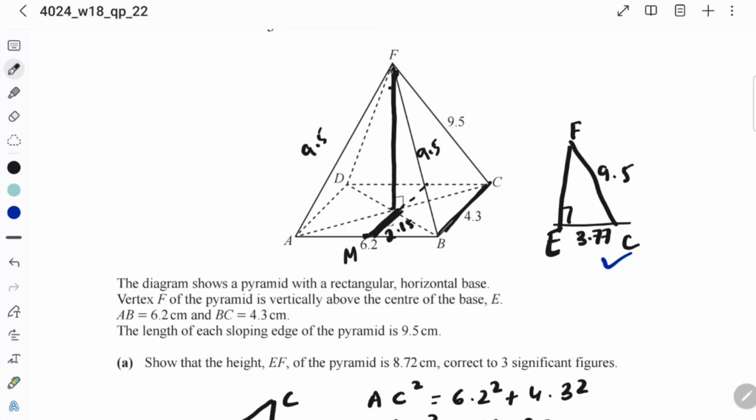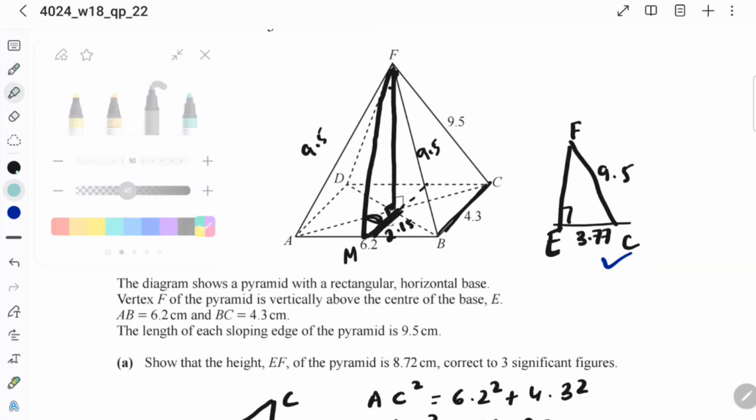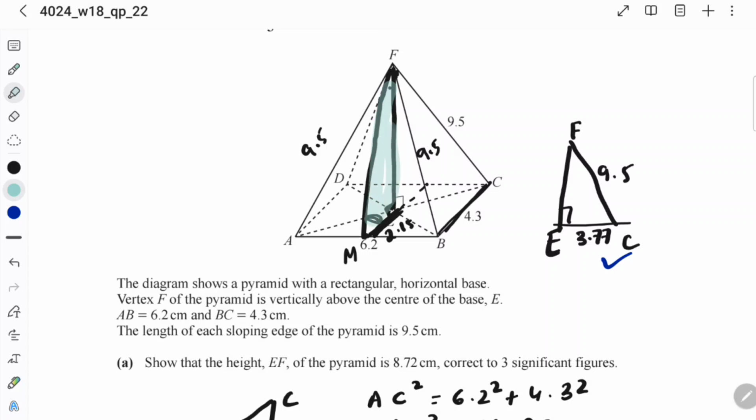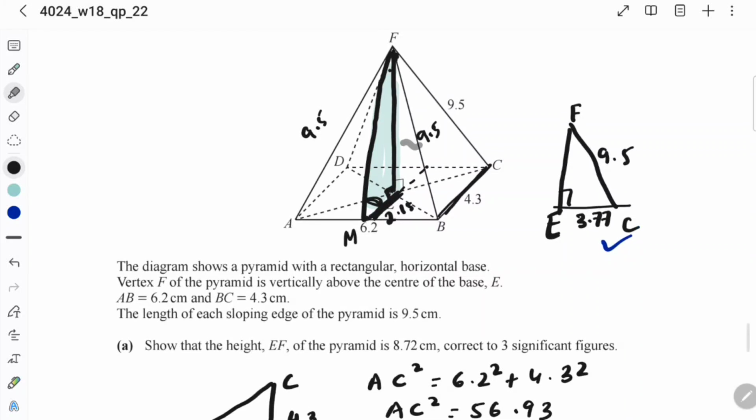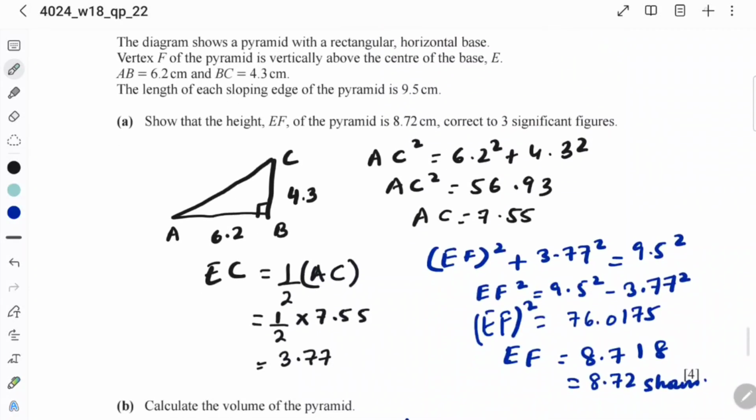Somebody is looking from here, the midpoint, and it is 90 degrees. So we'll take this triangle to calculate the angle of elevation. We found EF is 8.72, so EF will be equal to 8.72, and then this is 2.15 because of this, and then we'll use tan to calculate the angle of elevation here. I hope you understood this part.